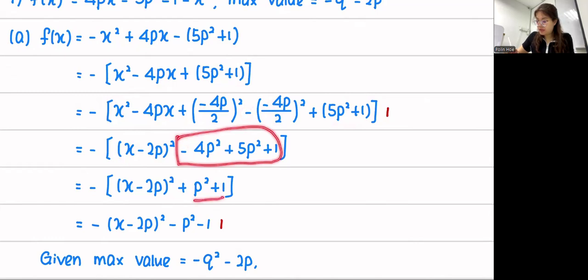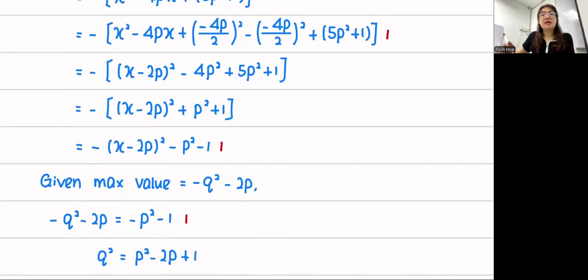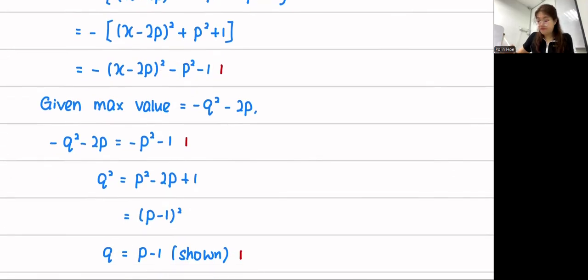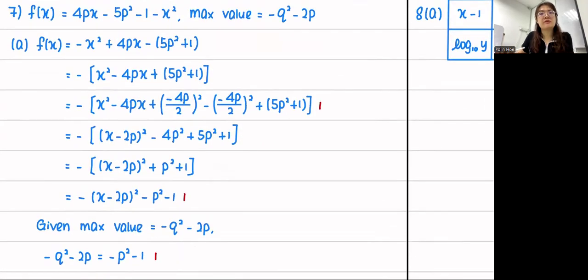This one you group together and expand it. You get the answer. Then just now they said the maximum value will be this. This will be the maximum value that you have calculated, and the maximum value given, you do comparison and you solve. But of course, this one you have to know. This is your Form 1 maths basic, and you get the answer. Okay, completing the square. This question is not hard.